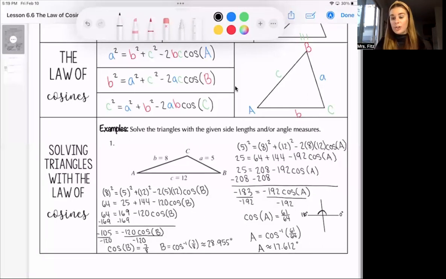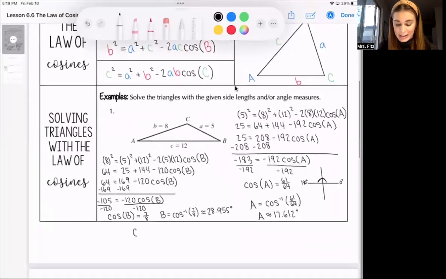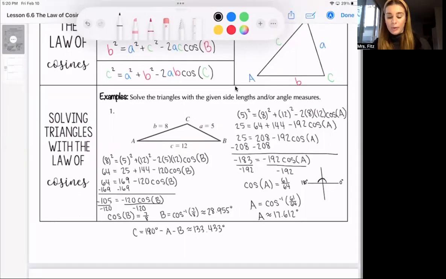Okay, well, once you get those two, you're ready to find your third angle, and you can just use triangle angle sum. So it just means that angle B plus angle A plus angle C equals 180 degrees. And so we can find angle C. I'm running out of room. Let me write it down here. C would just be 180 minus A minus B, which ends up being approximately 133.433 degrees. Okay, so there is one example of using law of cosines to help us in the case where we are given three sides.